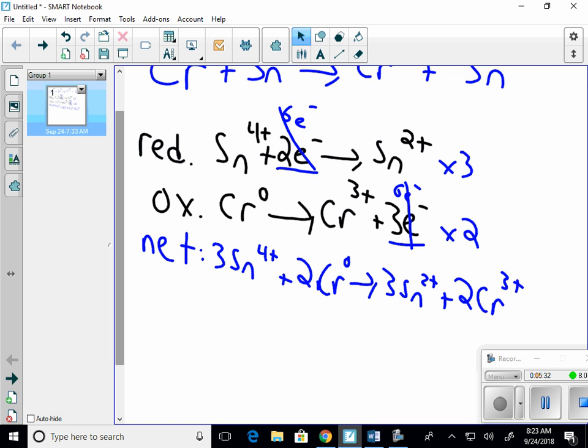A net redox equation should abide by conservation of mass in that the same number of each element is on each side of the arrow. 3 tins on the left side, 3 on the right, 2 chromiums on the right, and on the left. That looks good. It should also abide by conservation of charge, if you will. Where if I have 3 plus 4s on the reactant side, that's a total of a positive 12 charge. I do have a positive 12 on the right-hand side as well.